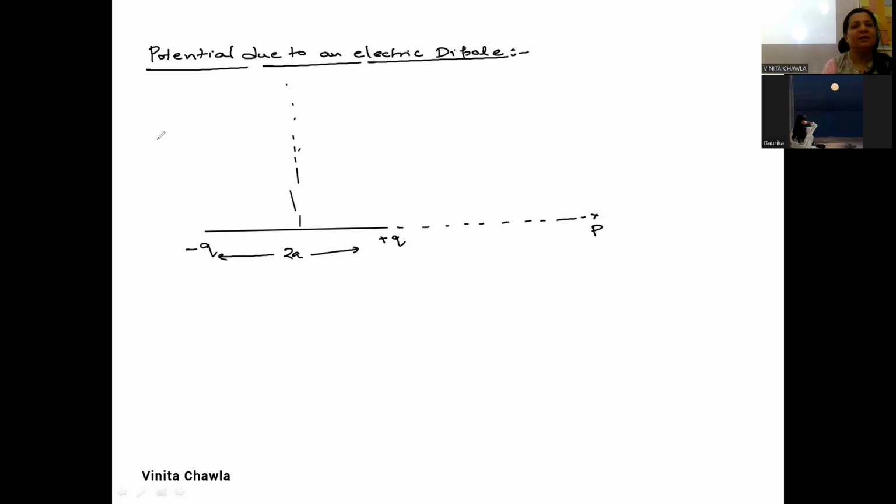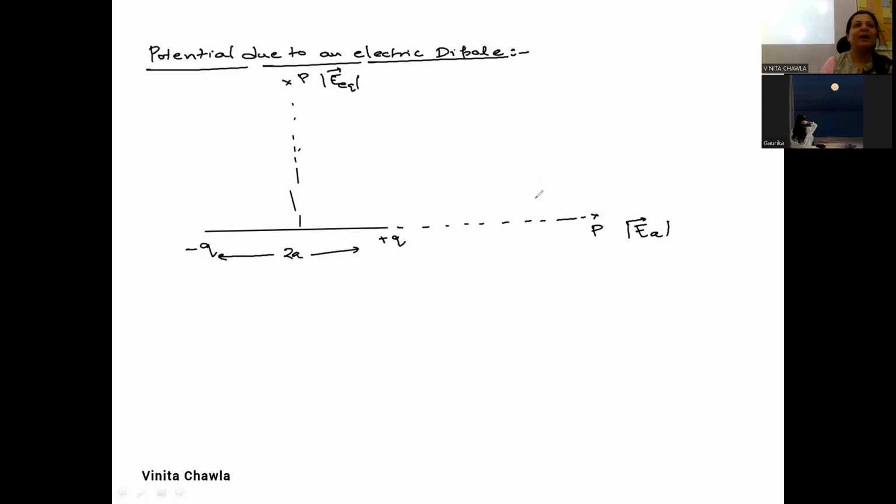Equatorial line. This we had taken, and we had found out the electric field intensity at some point P on the equatorial line of an electric dipole. We found the electric field intensity on the axial line, and we found the electric field intensity on the equatorial line. So at these two different positions we had found out the electric field intensity for an electric dipole. There we found the electric field intensity, and we had chosen two different positions, axial line and equatorial line.